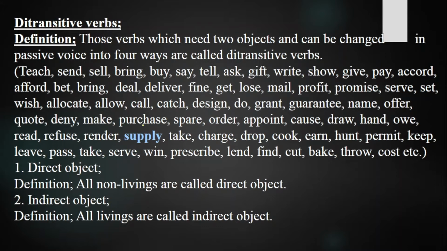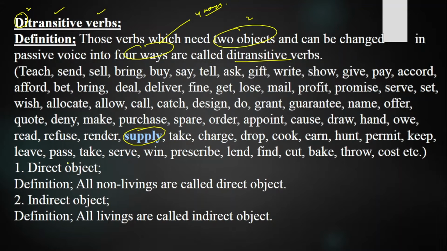Today we will be discussing the ditransitive verb supply from active voice into passive voice. Before starting this, we will take a glance at the definition of ditransitive verb. Di means two, transitive means a verb which can be changed into passive voice, a verb which shows an action. So those verbs which need two objects and can be changed into passive voice in how many ways? Four ways. We can change them into passive voice in four ways, are called ditransitive verbs.